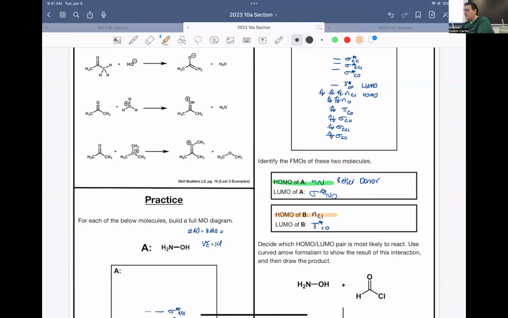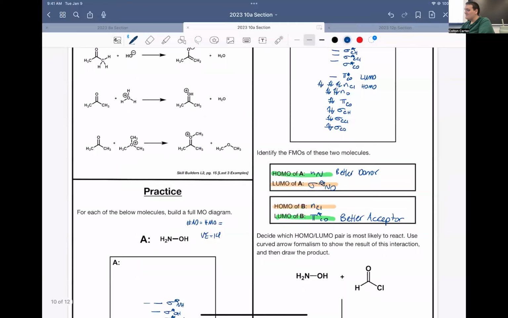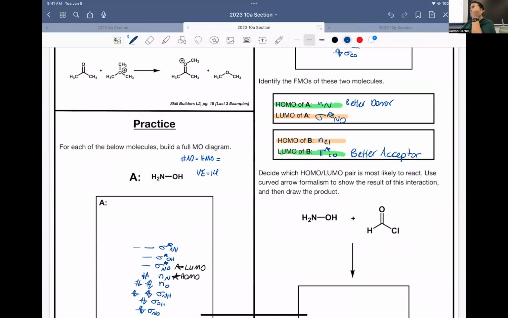And then which of these is a better acceptor? A sigma star, or a pi star Cl? Why? Lower in energy. So what we see is we have one that's the better donor and the other one that's the better acceptor. Is it acceptor? Okay. So what's going to happen in this reaction is we expect this better donor, the lone pair on the nitrogen, to donate into the better acceptor, the pi star Cl.